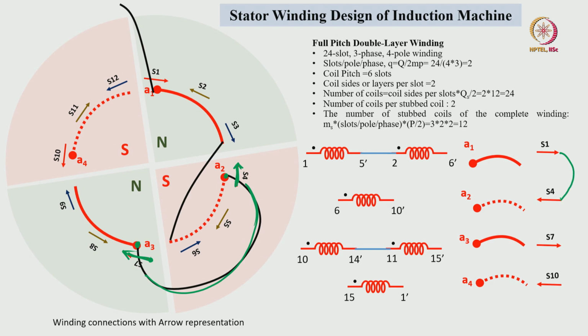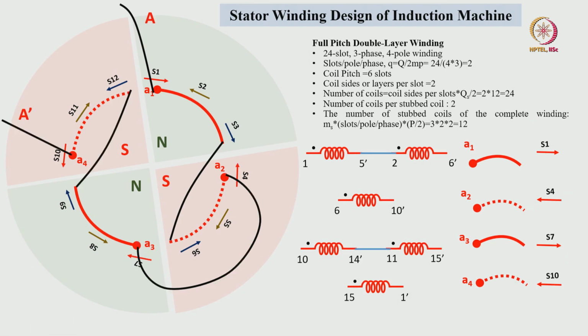Initially S1 head to S4 tail, S4 head to S7 tail, S7 head to S10 tail. So, this is ending point of A phase, this is starting point of A phase. We have to make the connections in this fashion with respect to the arrows. Arrows I am representing here. This is S7, S4 which are presented here already. For better visualization I am drawing again. This is S10. We can see the connection, simply I am connecting one head of the arrow to other tail of the arrow.